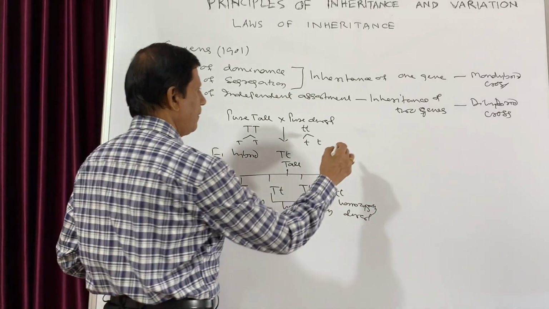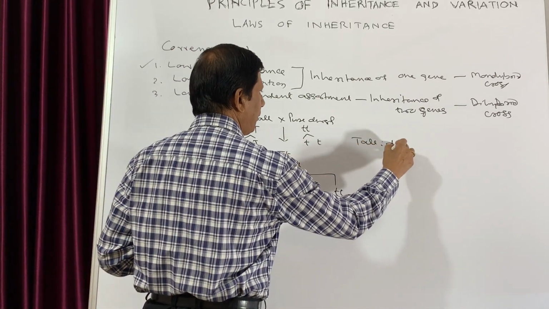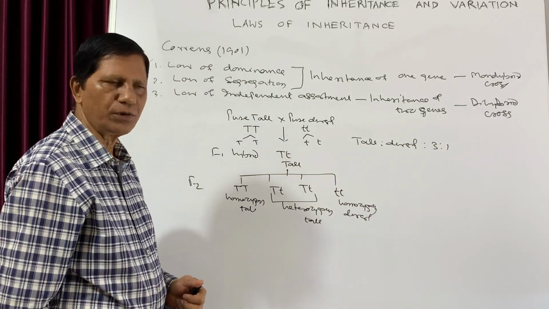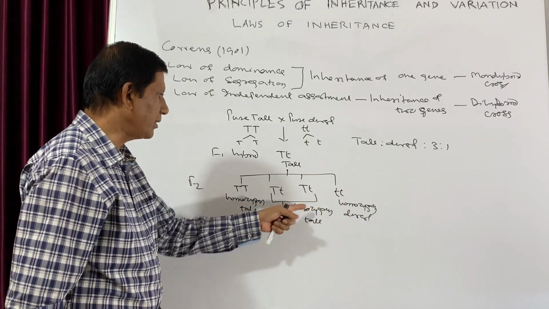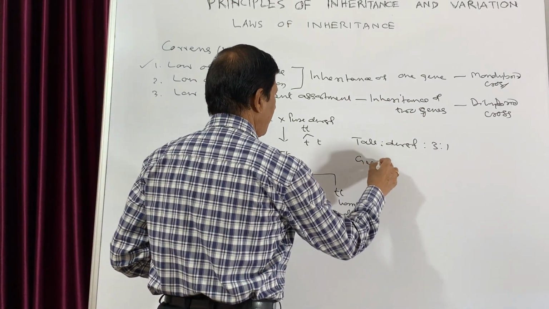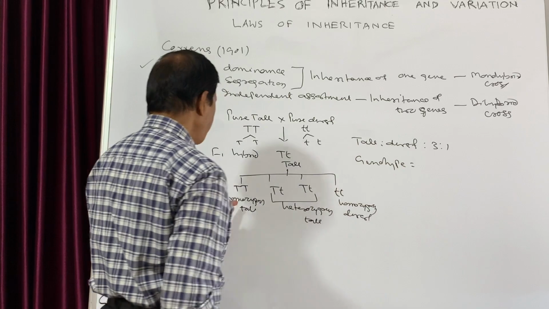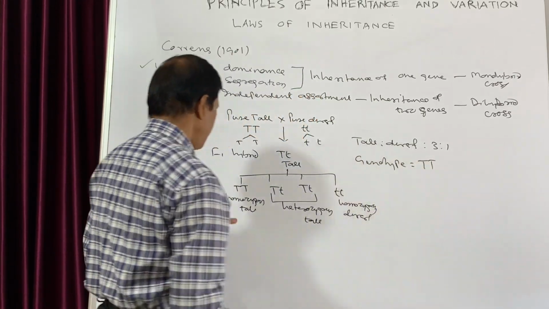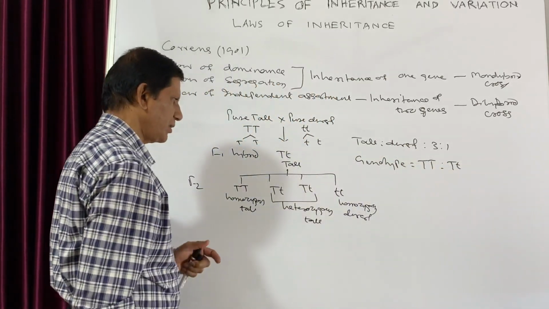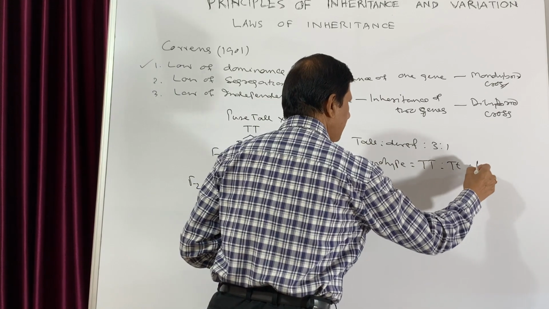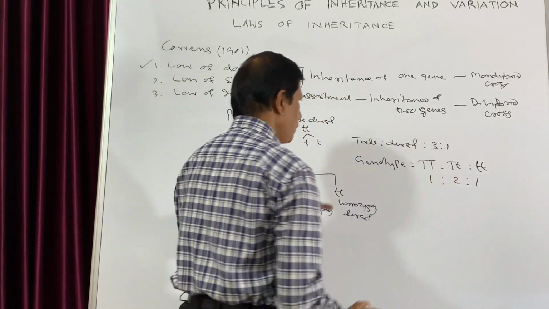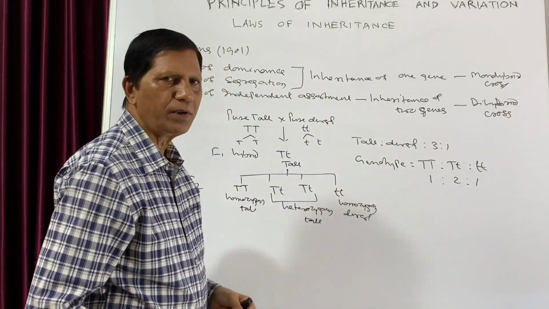In the F2 generation, the tall and dwarf plants are produced in the ratio of 3:1. This is the phenotypic ratio. There are 3 tall plants and 1 dwarf plant. But genotypically, one is capital T capital T, that is homozygous tall, then 2 are heterozygous talls, and one is homozygous dwarf. They are in the proportion of 1:2:1. So this is the phenotypic ratio, and this is the genotypic ratio.